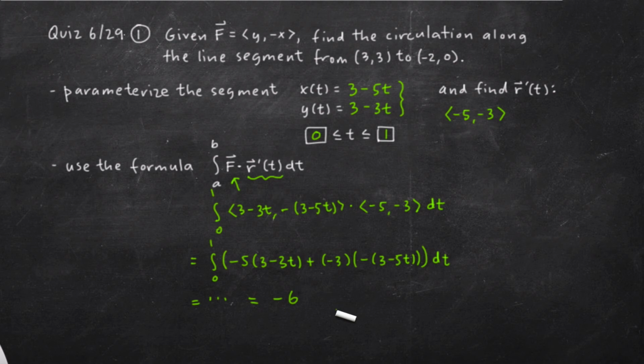Which means that the field is, because this is a negative number, working against our motion from 3, 3 to negative 2, 0. And that's something we could probably see if we plotted this vector field and this line segment in Calcplot 3D.